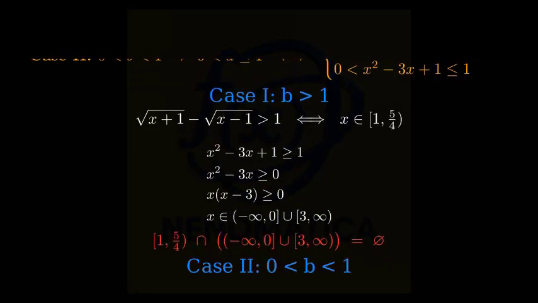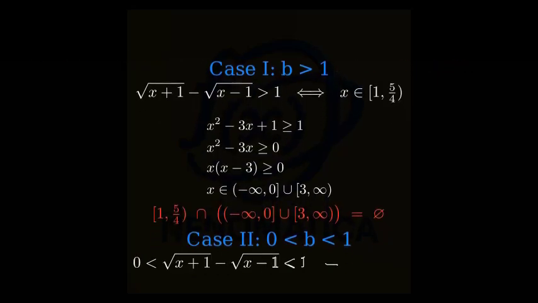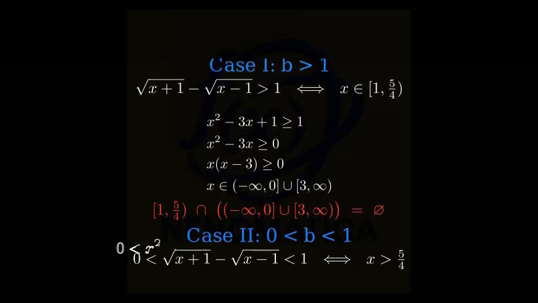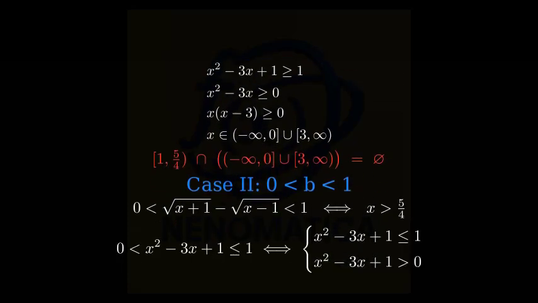Case 2, base between 0 and 1 implies the system: base strictly between 0 and 1, and argument strictly greater than 0, but less than or equal to 1. For the base, since the base equals 1 at x equals 5/4 and decreases with x, we have 0 less than base less than 1 when x is greater than 5/4. For the argument condition, split it into two parts: x squared minus 3x plus 1 less than or equal to 1, and x squared minus 3x plus 1 strictly greater than 0.